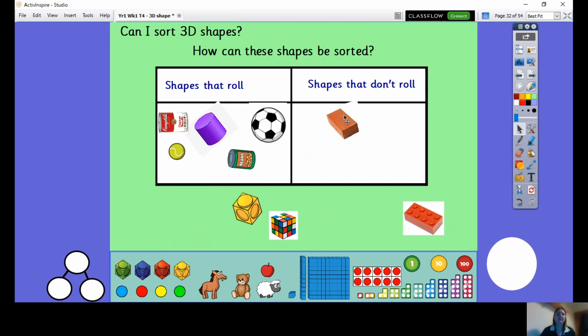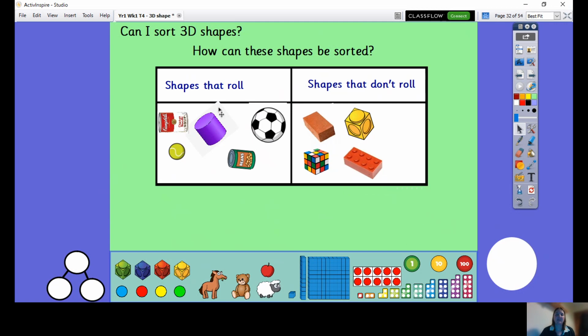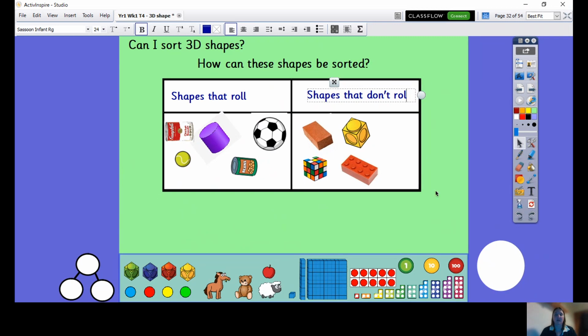All of these don't really roll. You can move them along. They more sort of slide, really. So we could say shapes that roll, shapes that don't roll, or shapes that slide. We could have here.